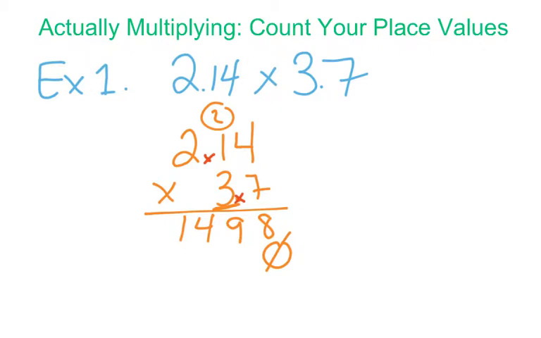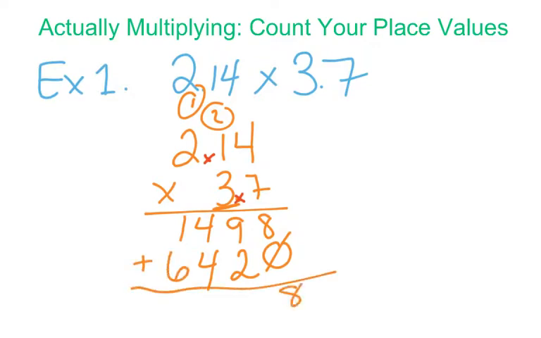So 3 times 4 is 12. 3 times 1 is 3, plus 1 is 4. 3 times 2 is 6. I'm going to add both of those up. 4 and 4 is 8, plus 1 is 9, 6 plus 1 is 7. Okay. I have just some numbers.